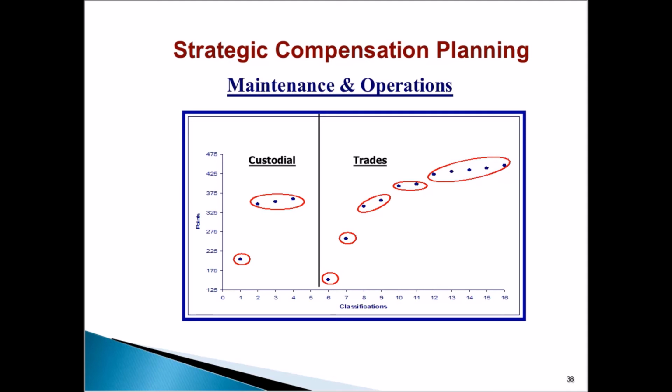And you can see the 3 dots of custodial are very close to the 2 dots in trades. That tells me that those job groups, those 5 jobs, should be very similar in compensation. And then it also showed me that I have 2 more groups in trades that probably should be above that, 2 that are together and then a group of 4 that are pretty close together.